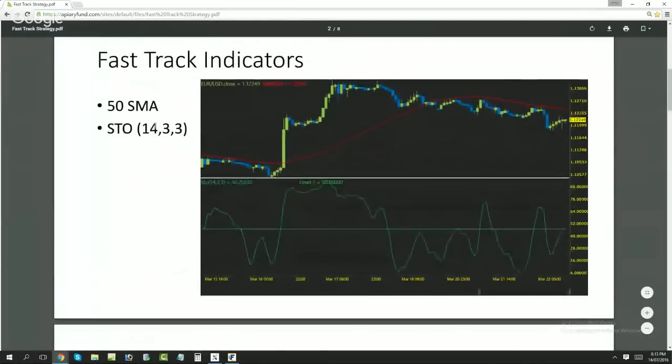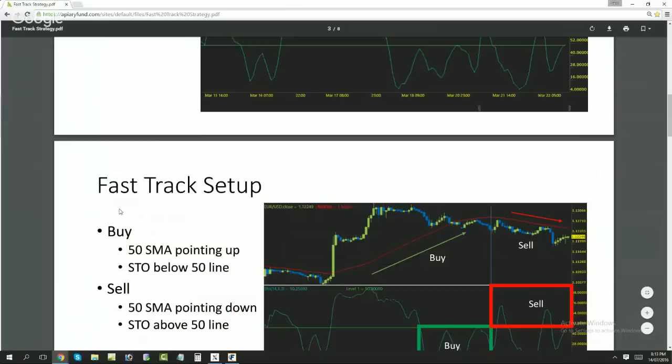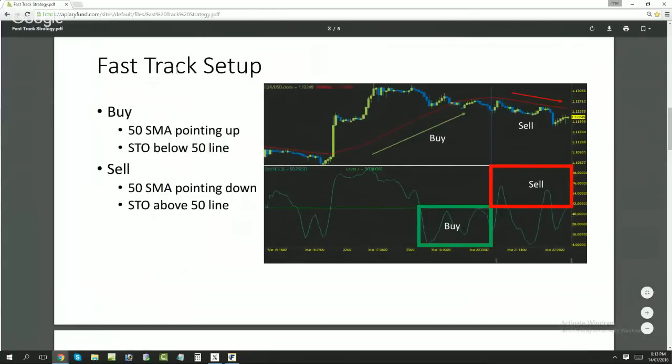Okay, so you can see here we've got a 50 simple moving average. It could be any moving average really, and a stochastic 14, 3, and 3. I don't know if it's too light, but you can see the 50 moving average there and the stochastic down the bottom. So those are the indicators we need. We need the fast track setup.